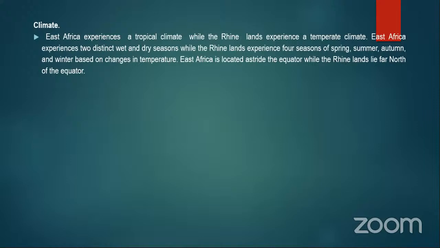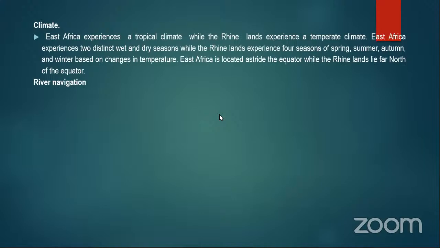We are saying that East Africa is located astride the equator. I'm sure you all know that we have that latitude called what? Equator. While the Rhinelands lie far north of the equator. Next one, the East African countries lie astride the equator. I'm sure you know where the equator passes. For example, here in Uganda. Are we together? Yes.